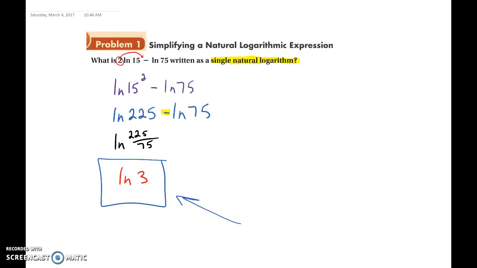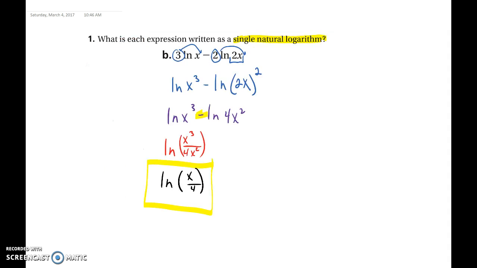However, this one, as we're going to learn in the near future, does represent a number, and we can type that into our calculator. All right, so that is it for this video, and we'll move on to the next one.